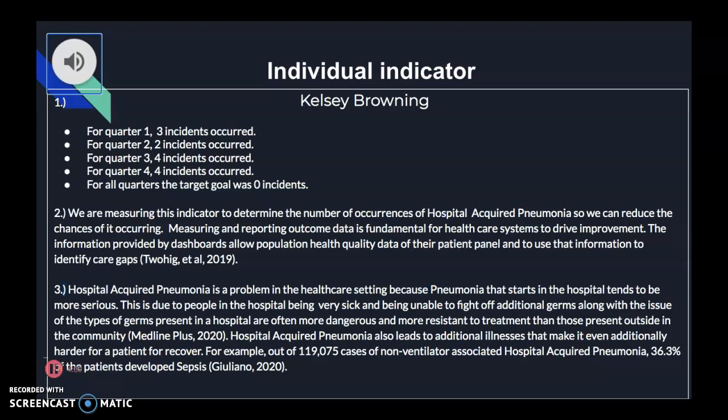For question number 3, hospital-acquired pneumonia is a problem in the healthcare setting because pneumonia that starts in the hospital tends to be more serious. This is due to people in the hospital already being very sick and unable to fight off additional germs, along with the types of germs present in the hospital, which are often more dangerous and more resistant to treatment than those in the community. Hospital-acquired pneumonia also leads to additional illnesses that make it even harder for a patient to recover. For example, out of 119,075 cases of non-ventilator associated hospital-acquired pneumonia, 36.3% of the patients developed sepsis.